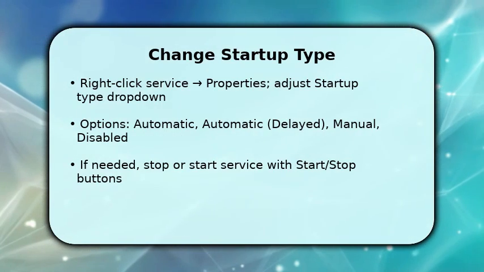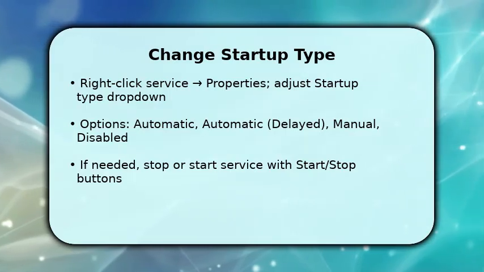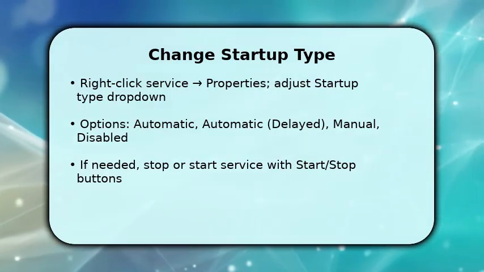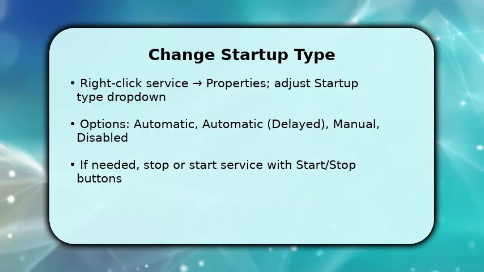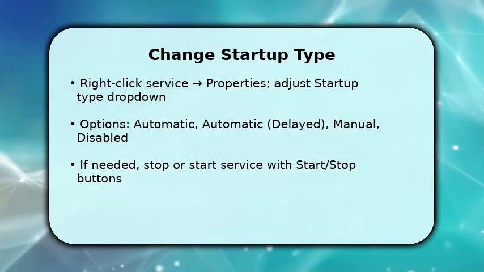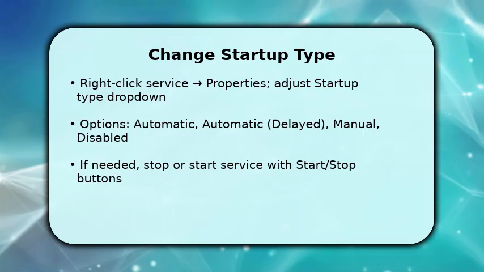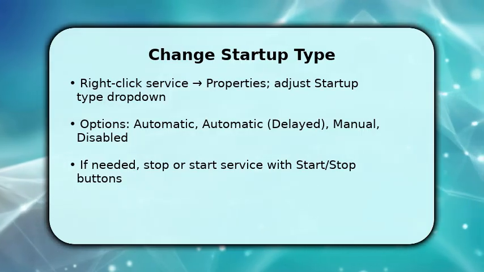You'll now change the startup behavior itself. Right-click the service and choose Properties. Under Startup Type, pick Automatic, Automatic Delayed, Manual, or Disabled depending on how and when you want it to run. Once chosen, click Apply. This writes the configuration to the registry.